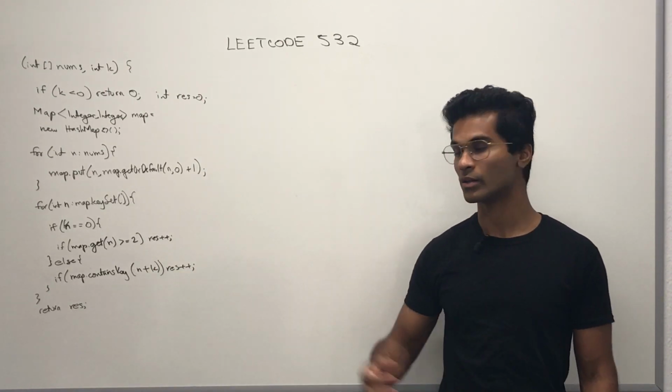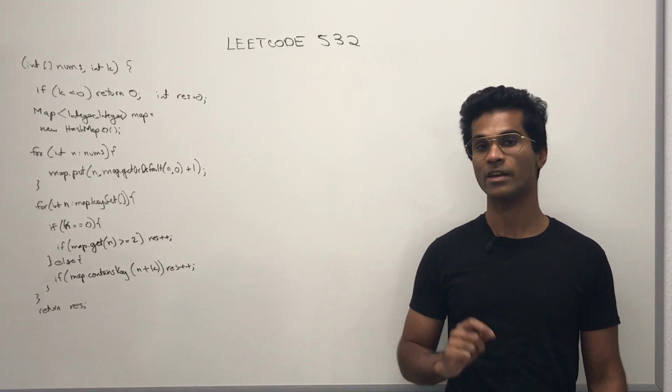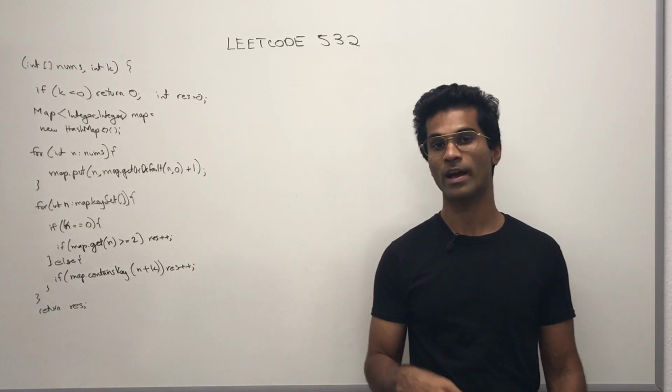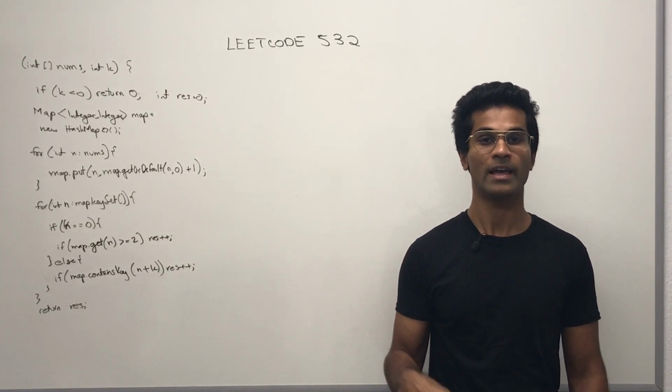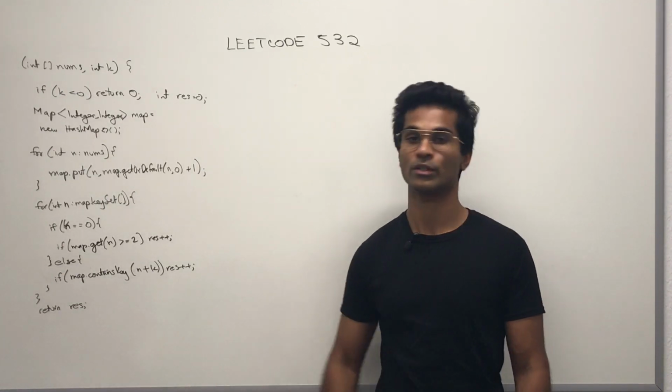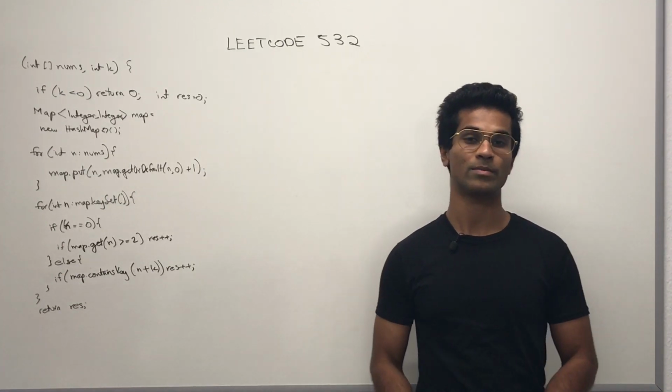Every time we do that, we increment res, but if we have k is equal to 0, we are going to check that key itself and check the corresponding value. If it's greater than or equal to 2, we increment res. Finally, we return res. Here's the time space complexity.